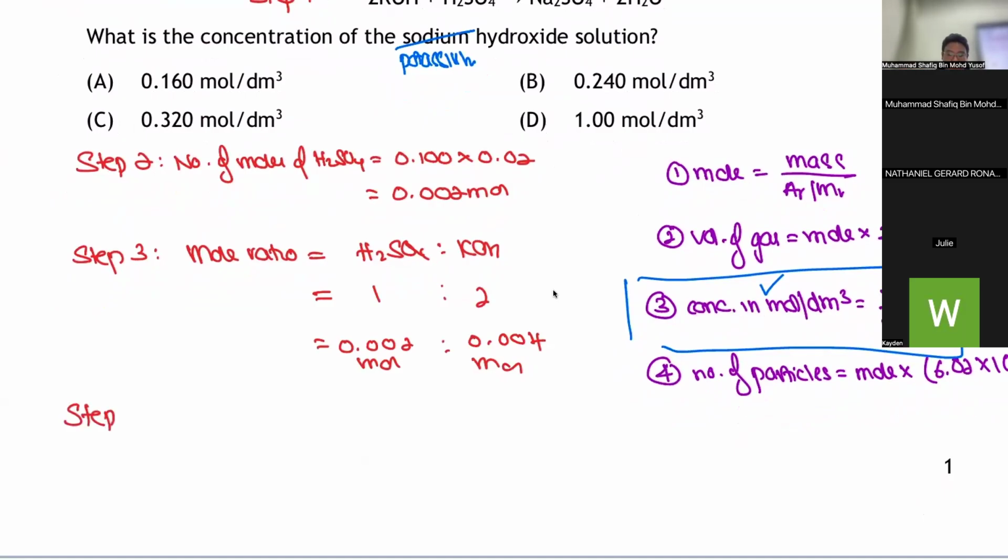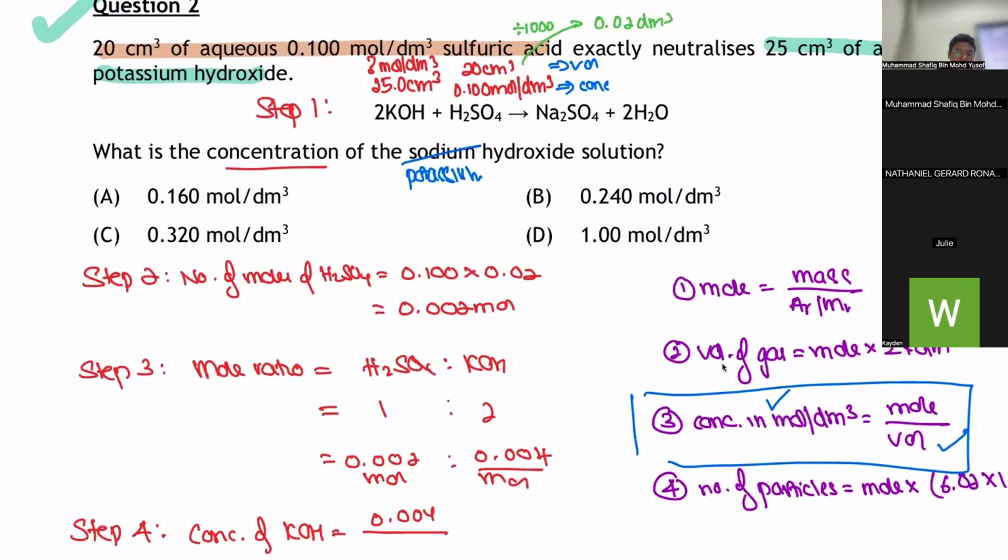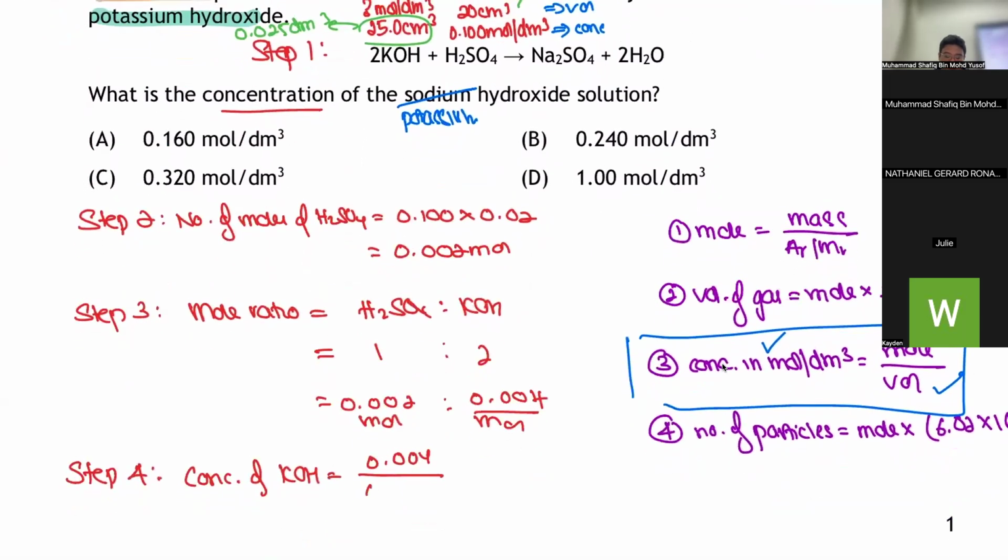Now, the question wants you to solve for the concentration of the potassium hydroxide, right? Now, again, if you want to find concentration, Renzo, which formula do we need to apply? 1, 2, 3, or 4? 3. Because I want to find concentration. So, to find the concentration of the potassium hydroxide, you have the mole, which is 0.004. Now, what's the volume they have given to you? Correct. Because 25, again, be careful of the units. It will become 0.025 dm cube, right? You must divide by 1,000. So then you divide by 0.025. Your answer will be 0.16 mole per dm cube in this case. So the answer is A.